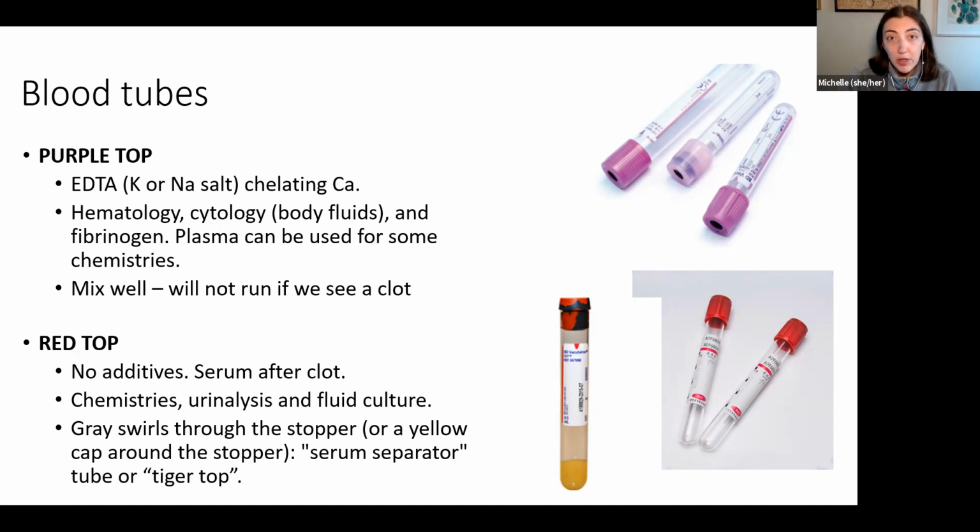So if you have an anticoagulant in the blood and you spin it down, that makes plasma. If you do not have an anticoagulant and you spin it down, that makes serum. Make sure that it's mixed well. We will not run this if it has a clot, because that will mess up our machine and cause delays for everyone else. So it is not worth it, and it will cause other problems for the sample as well.